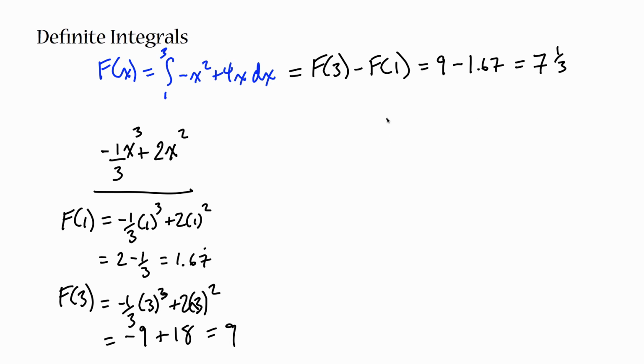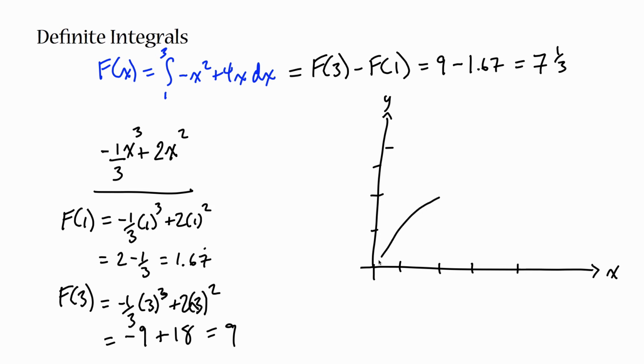Since it totally looks like I just made that up, let's take a look at the function itself and reassure ourselves that that does in fact give me the area under the curve. So this function, there's my y and my x. 1, 2, 3, 4. This function is actually a reverse parabola. It goes kind of like this. And I wanted to know the value between 1 and 3. This area here.